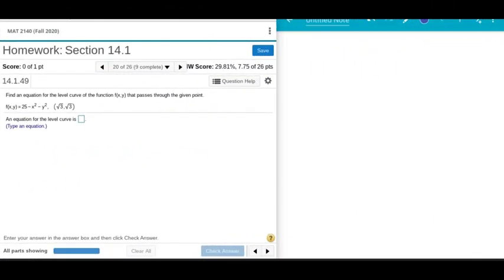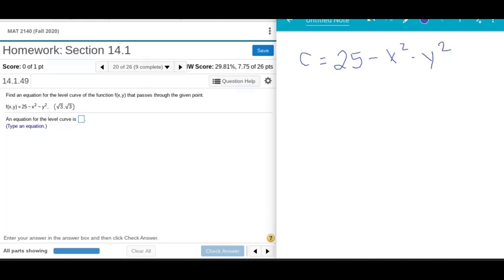All right, let's try one more problem here. Find an equation for the level curve that passes through this given point. So this function, remember, for level curves, we set our function equal to a constant value. And so this is c equals 25 minus x squared minus y squared. We are told that this level curve has to pass through a specific point, and that point is given as an ordered pair x comma y.